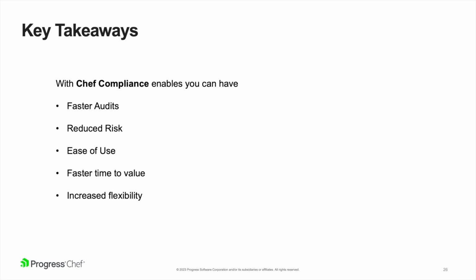You can also get increased flexibility. You can write very specific custom code based on your specific requirements and check only the environment that's needed. So all these are the benefits that come with Chef compliance and how it enables you to mitigate the configuration risk that we just spoke about, right?